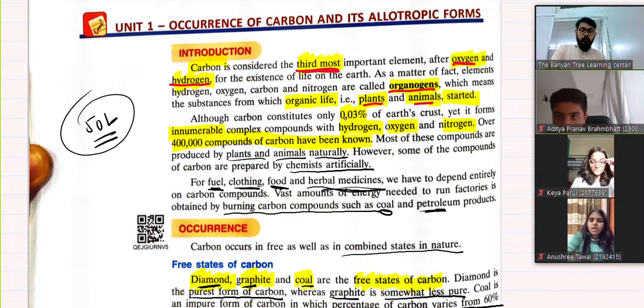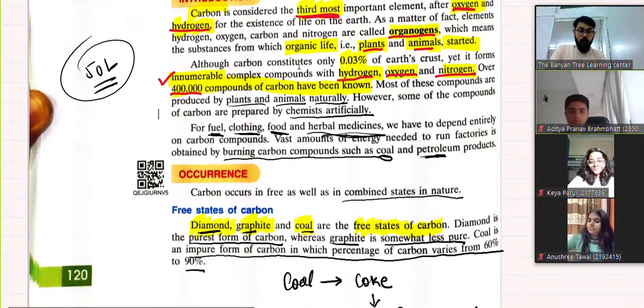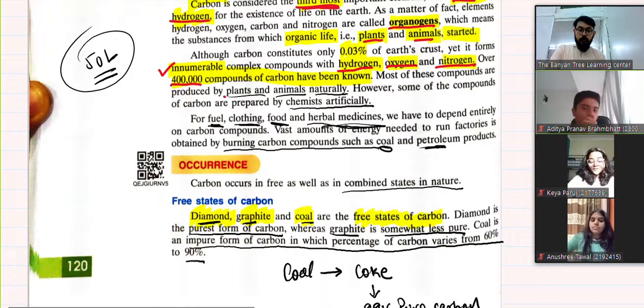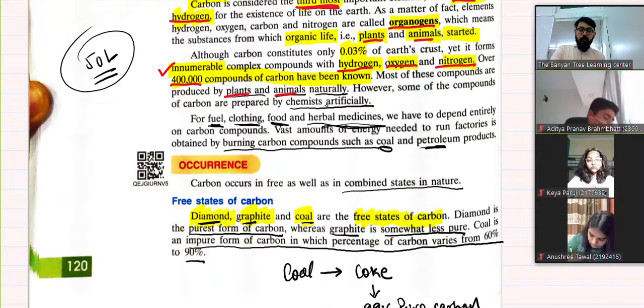Carbon constitutes only 0.03% of Earth's crust, yet it forms an innumerable number of complex compounds with hydrogen, oxygen, nitrogen. Over 400,000 compounds of carbon have been known till now. Most of these compounds are produced by plants and animals naturally. However, some of the compounds of carbon are prepared by chemists artificially.